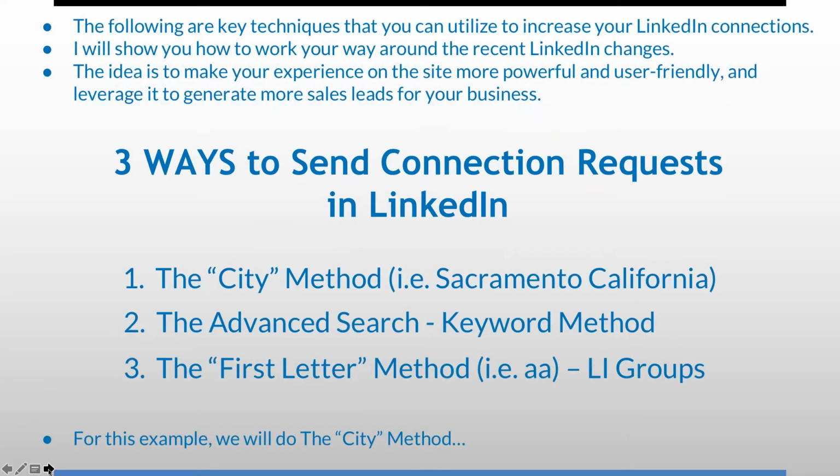The first key LinkedIn task that I'm going to do is sending connection requests. Now, there are three ways you can do that. The city method, like Sacramento, California, where you type the city in; the advanced search keyword method; and the first letter method, using LinkedIn groups, where you go into a group you belong to where your prospect is, and you start with the letters AA and search for members, and then send the connection request. Then you go to AB, then you go to AC, etc.